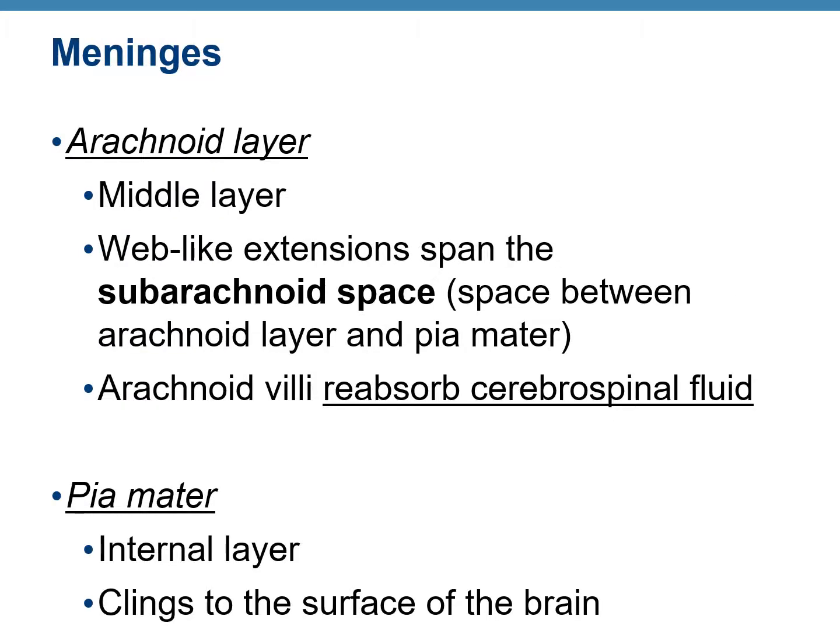The middle meninx, the arachnoid mater, is separated from the dura mater by a space called the subdural space. Small bundles of the arachnoid mater, called the arachnoid villi, project into the dural sinuses and allow CSF to re-enter the blood. So what is the dural sinus? Spaces between the periosteal and meningeal dural layers are collectively known as the dural sinuses. The function of arachnoid villi is to reabsorb the CSF.